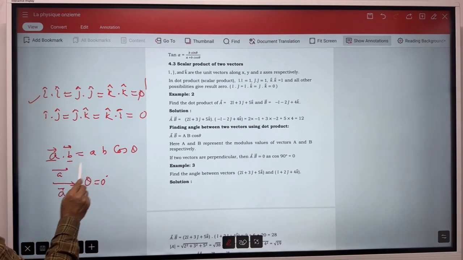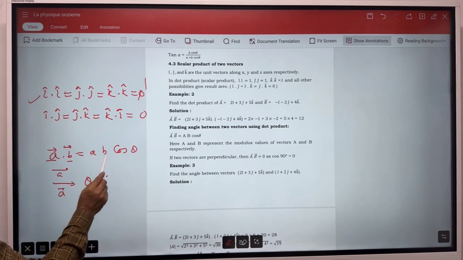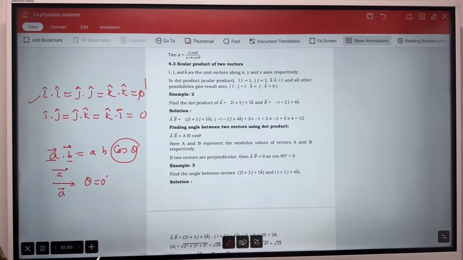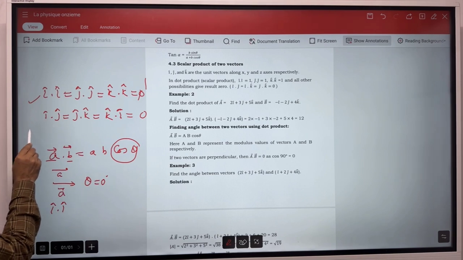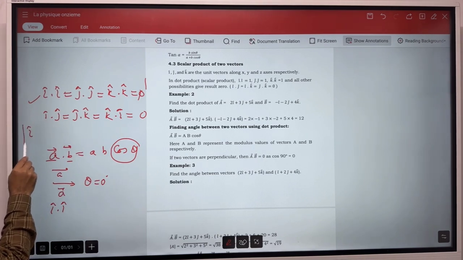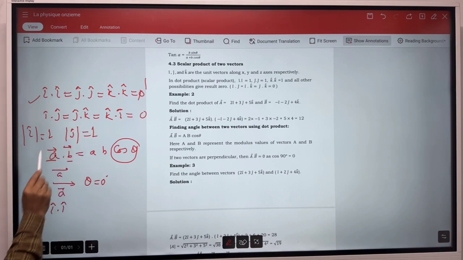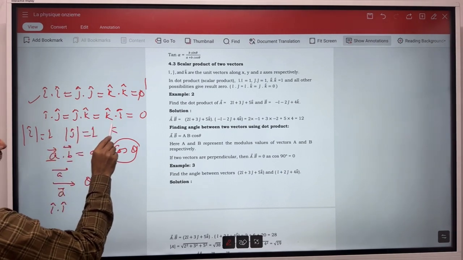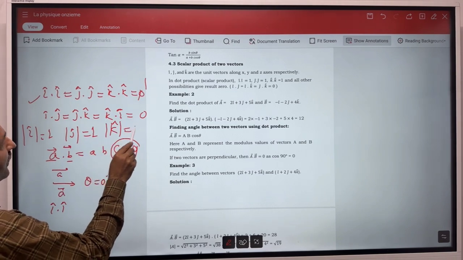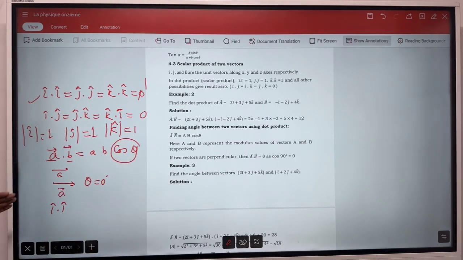Now suppose one vector is A, another vector is also A, then theta will be 0 degree. So in that case, this term will become 1. Cos 0 is 1. So suppose we are taking I cap dot I cap. I cap modulus is 1 because it is unit vector. J cap modulus is 1. It is also unit vector. K cap modulus is also 1. It is unit vector.